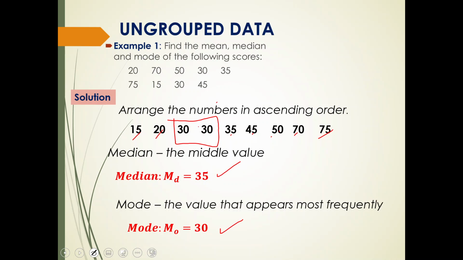Okay, it's that easy. So you just arrange your data first in ascending order, and then take the average by adding all those numbers divided by the number of observations, and then median will be the middle value, and mode will be the number of the data with the highest frequency.